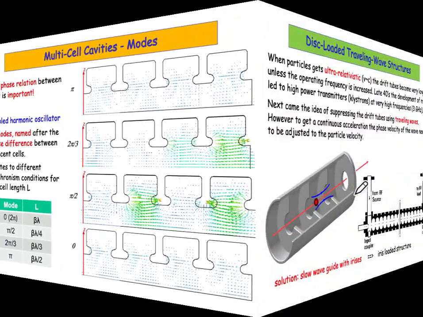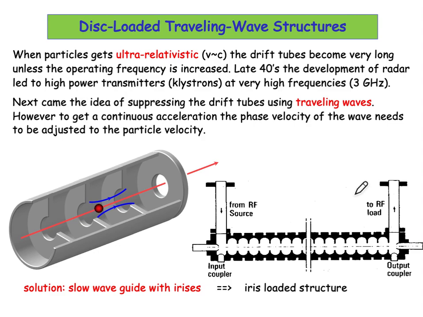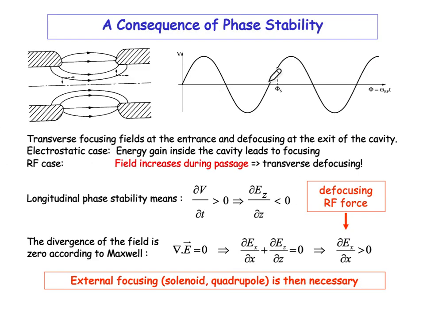When you are looking at this, and then the disk loaded traveling structure, the idea is suppressing the long drift tubes. For a continuous acceleration, the phase velocity of the wave needs to be adjusted to the particle velocity. So this is the thing which you have to learn from the phase focusing point. When you are looking at this, there is transverse focusing fields at the entrance and defocusing at the exit of the cavity.